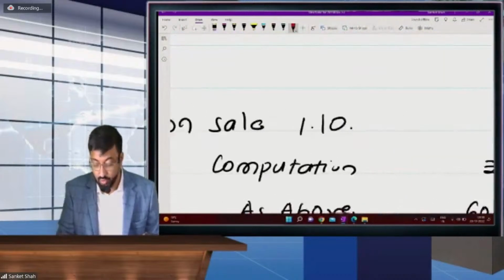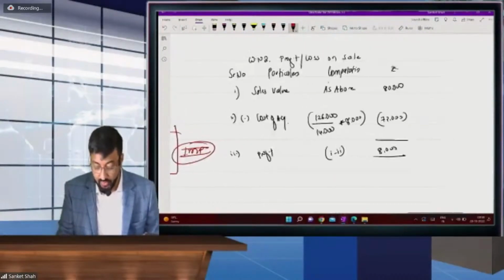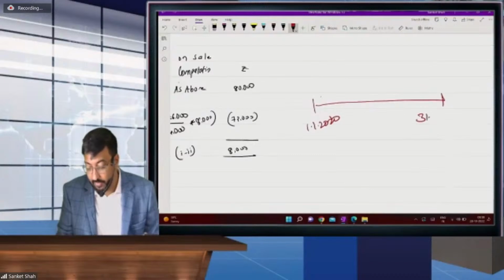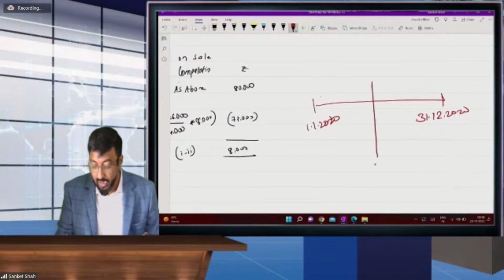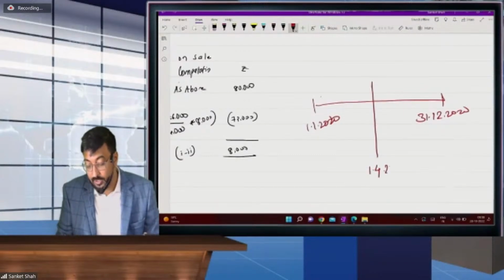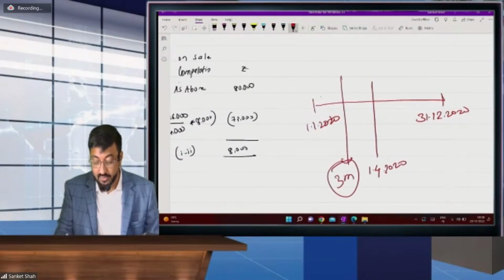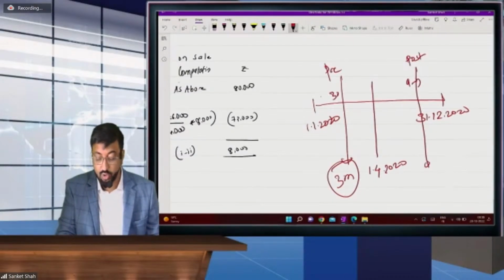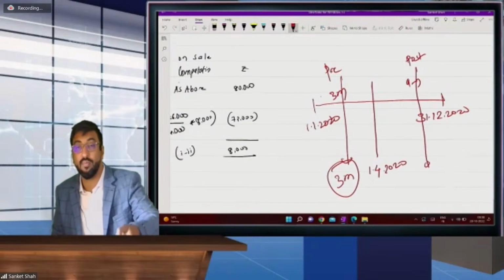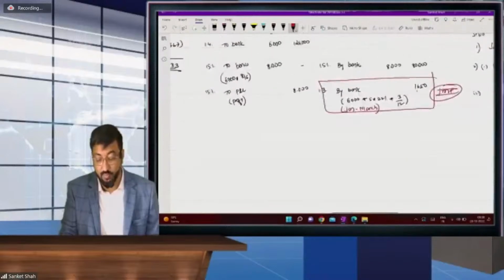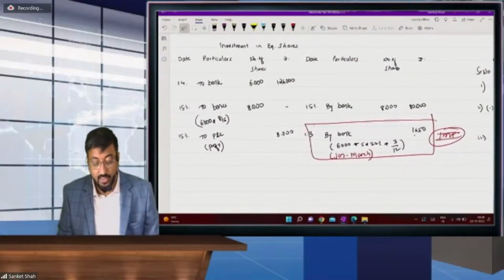Okay. So I will show you the working. See, this December ending is the dividend date. 1st January 2020 to 31st December 2020. I bought equity shares on 1st April 2020. So up to this period, 3 months is a pre-acquisition. And this is post-acquisition, 9 months. So dividend is 6,600. Out of this, 3 by 12 will be pre-acquisition and remaining is post-acquisition.